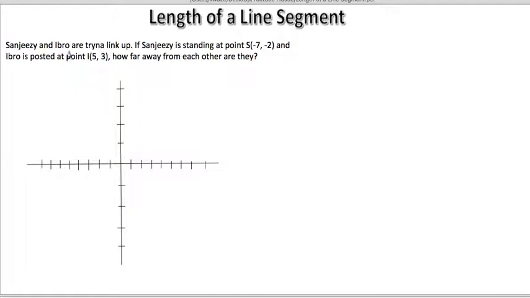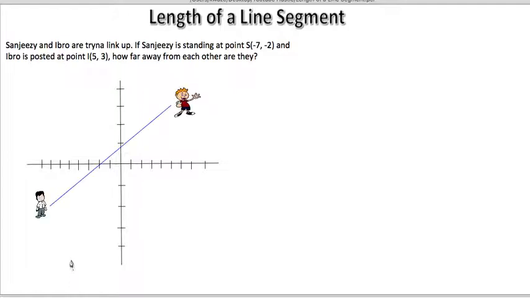Alright, so now we're going to do a problem. Sanjeezy and Ebro are trying to link up. If Sanjeezy is standing at point S (-7, -2), and Ebro's posted at point I (5, 3), how far away from each other are they? We're just going to use what Pythagoras taught us, and we're going to use the formula and solve this quick. So first, let's get a drawing of what's happening here.